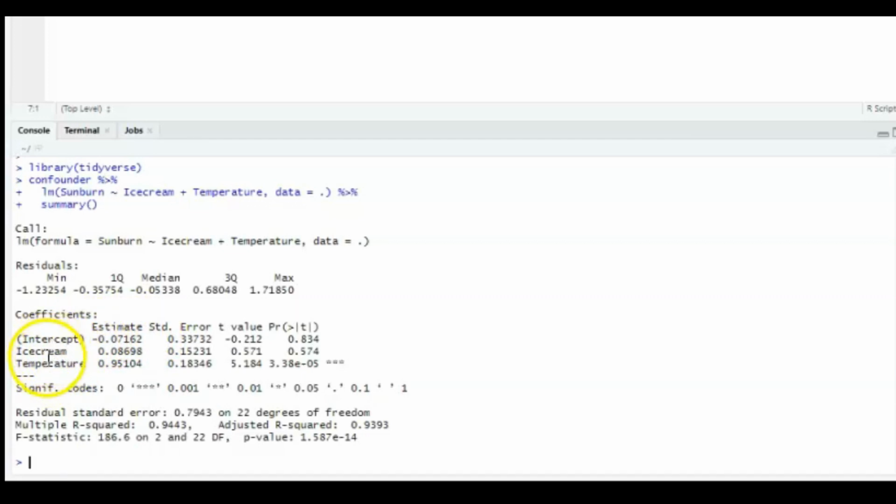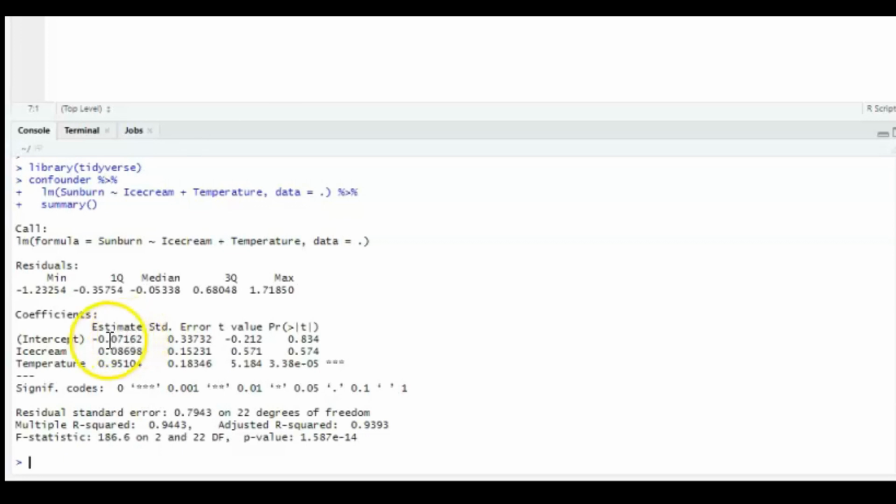So if the independent variables are 0, so if you eat 0 ice creams throughout the month and the temperature is 0, then the amount of sunburns starts at a constant intercept of minus 0.07. This is of course a hypothetical, so a mathematical answer, because you can't get minus 0.07 sunburns in a month. So it's hypothetical, keep that in mind.